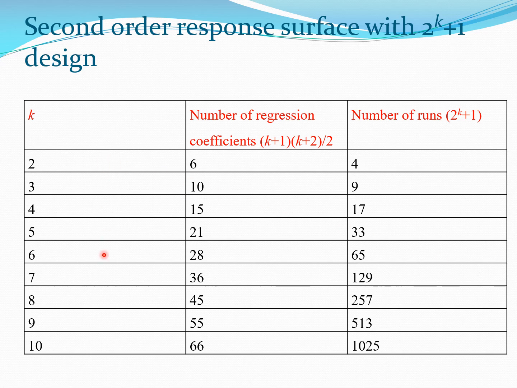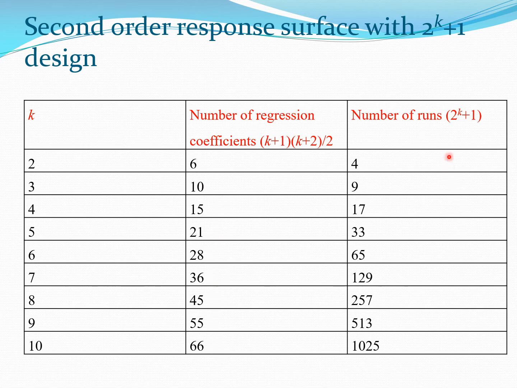So again, this is the listing here. You have the values of k from 2 to 10. You have the number of regression coefficients in the quadratic model, that's (k+1)(k+2)/2. So let's check it out here. If you have 2 here, you would have 3 into 4, that is 12 by 2, that's 6. If you have 3 here, you would have 4 into 5, that is 20 by 2, that's 10. So these are the number of regression coefficients.